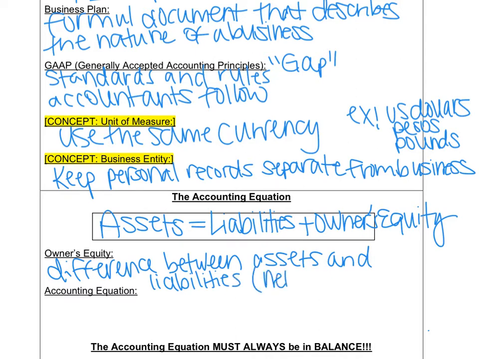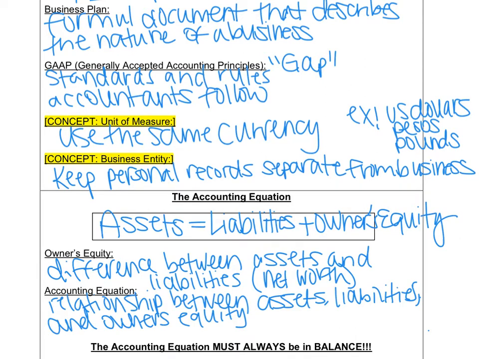Same thing as net worth, what we were doing yesterday. And then if we want to go ahead and define the accounting equation, it's the relationship between assets, liabilities, and owner's equity. And something to keep in mind about the accounting equation, just like any other equation in math, it has to stay balanced. So your left side always has to equal your right side.